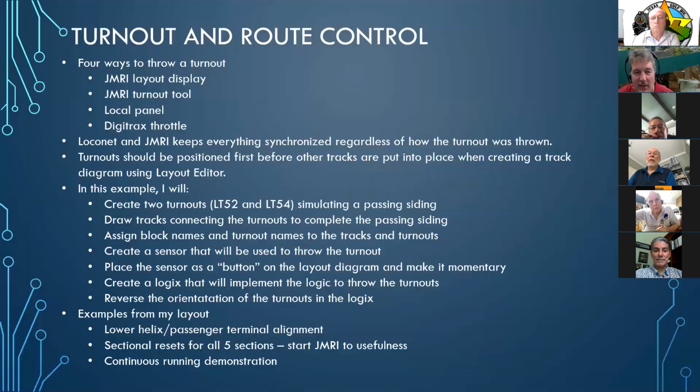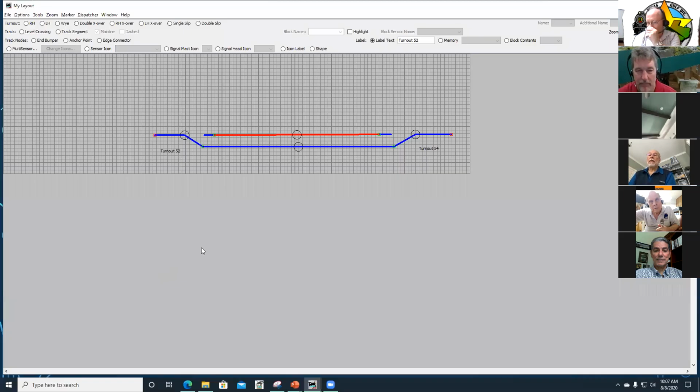Now let's go back to here. What we're gonna do next is create a sensor that will be used to throw the turnout. I mentioned sensors before: a sensor is not just for track occupancy, you can do all kinds of things with it. So when you use a sensor, you can make a button.